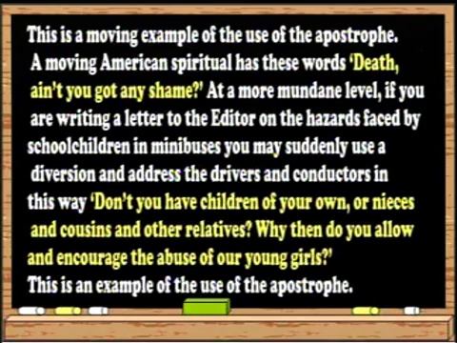A moving American spiritual has these words: Death, ain't you got any shame? At a more mundane level, if you are writing a letter to the editor on the hazards faced by school children in minibuses, you must suddenly use a diversion and address the drivers and conductors in this way: Don't you have children of your own, or nieces and cousins and other relatives? Why then do you allow and encourage the abuse of our young girls? This is an example of the use of the apostrophe.